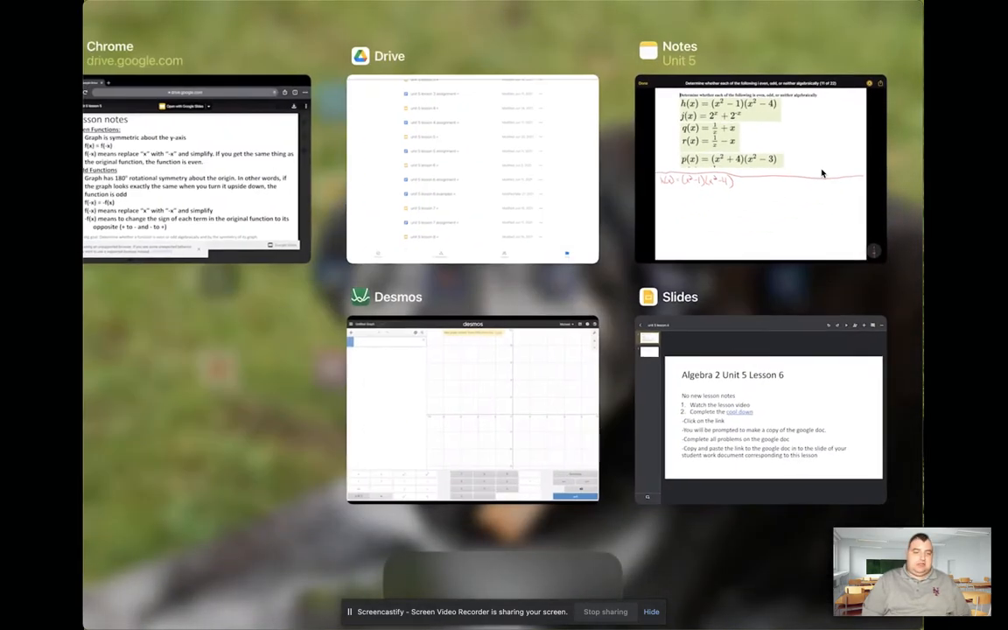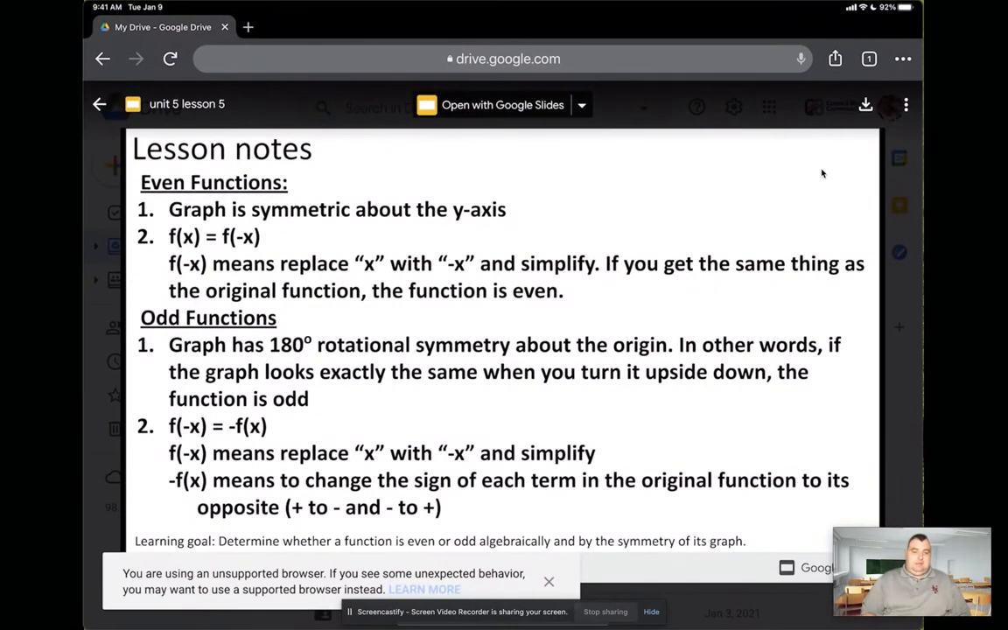To do that, we're actually going to go back to the previous lesson's notes because that talked about how we can prove it algebraically. When we want to show whether something is even, odd, or neither, we first check whether it's even or not. To do that, we have to check to see if f of x is equal to f of negative x. So f of negative x means replace x with negative x and simplify. If you get the same thing as the original function, the function is even.